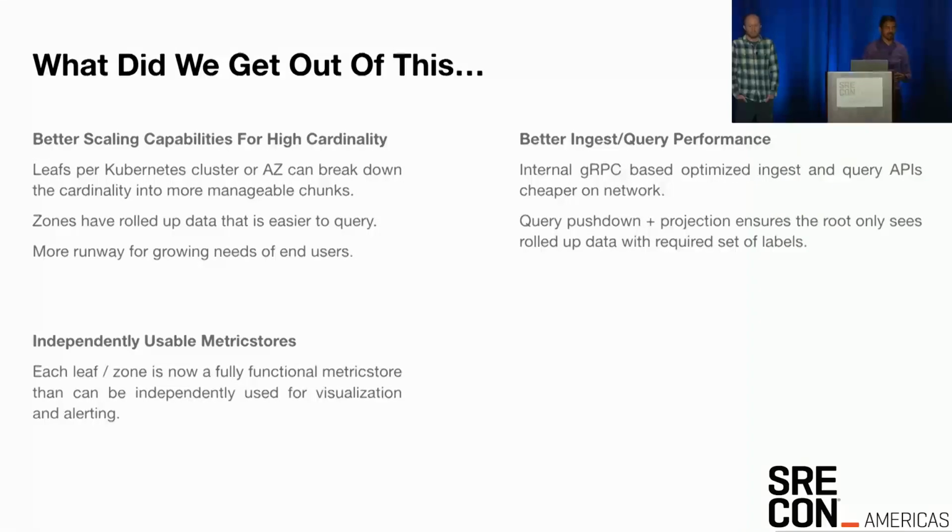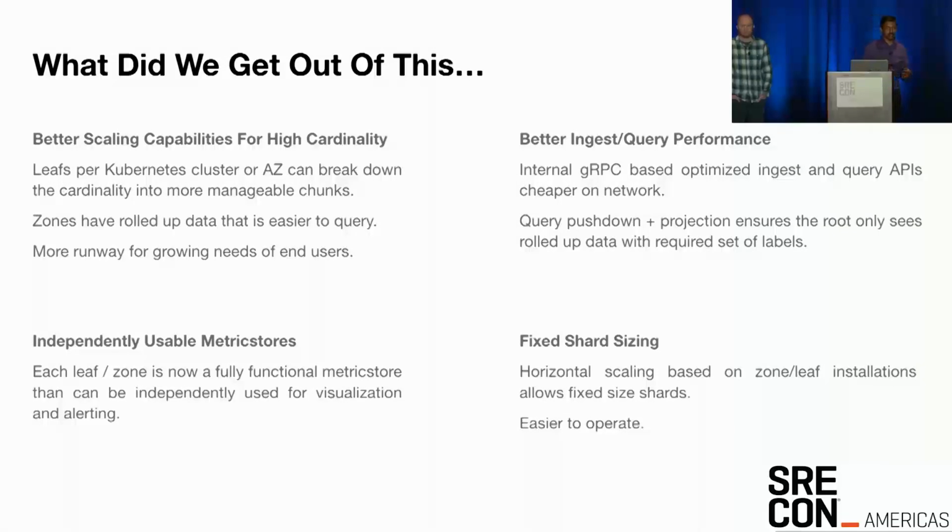The metric stores themselves became independently usable. Especially the leaves, you can do short circuit monitoring that makes sense within the scope of a cluster. And a zone outage or a leaf outage can have some implications on the overall data availability, but it doesn't bring the entire system down or degrade the entire system.